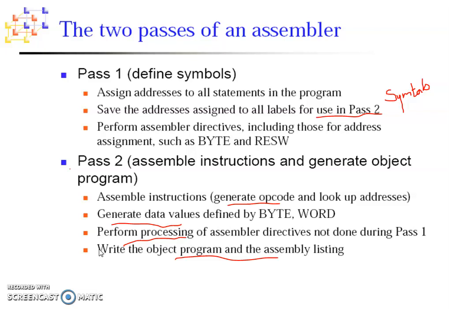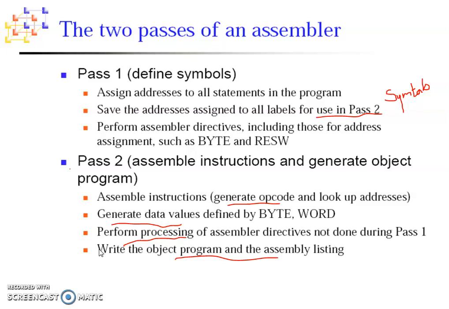Also it helps in generating the data values that are defined by byte, word, etc. And it also helps in performing the processing of directives that is not done during Pass1. In Pass2, the forward reference also will be done. And finally, the object program and assembly listing can be done in Pass2.